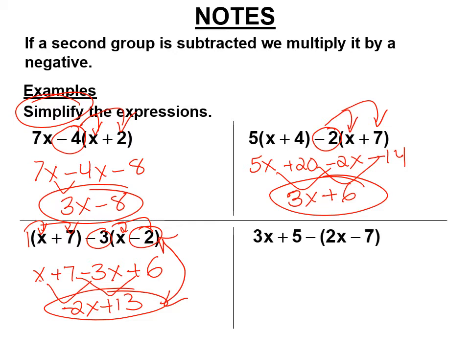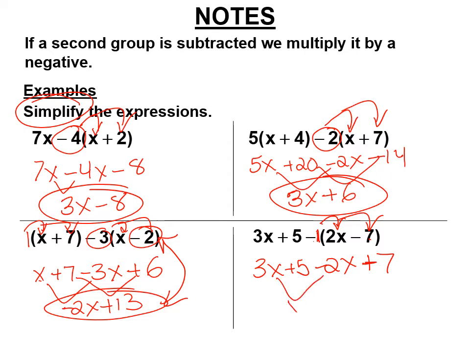Here, what are you distributing here? We talked about this yesterday. You're distributing a -1. Okay, so it's 3x plus 5 minus 2x. Everyone gets that. -1 times -7 plus 7 that becomes.